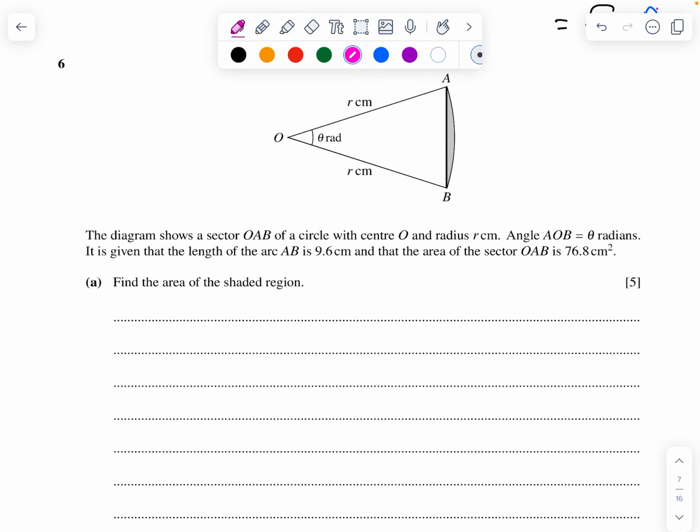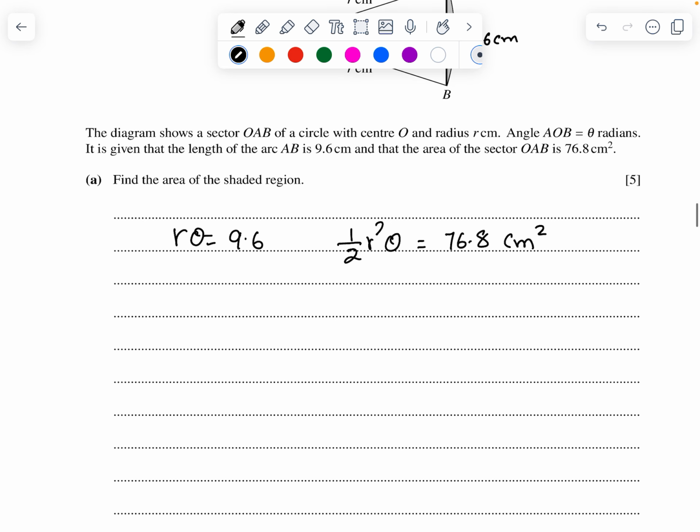Now question number 6. The diagram shows a sector OAB of a circle with center O and radius r. The angle AOB is theta radians. It is given that the length of the arc is 9.6 centimeters. So r theta equals 9.6. Area of the sector, half r square theta, equals 76.8 centimeters square. Find the area of the shaded region.